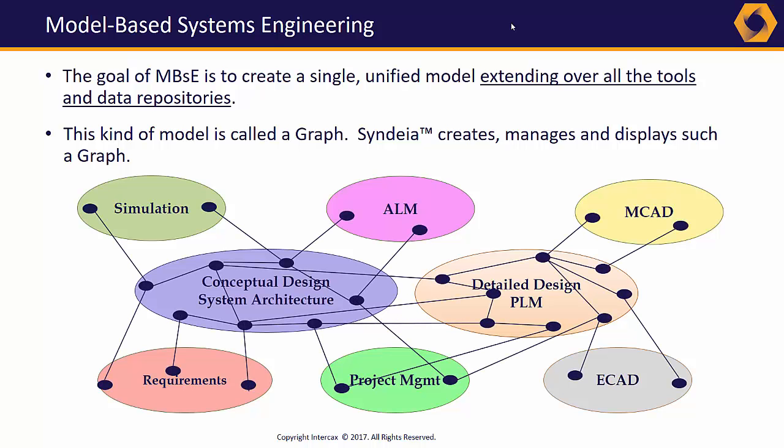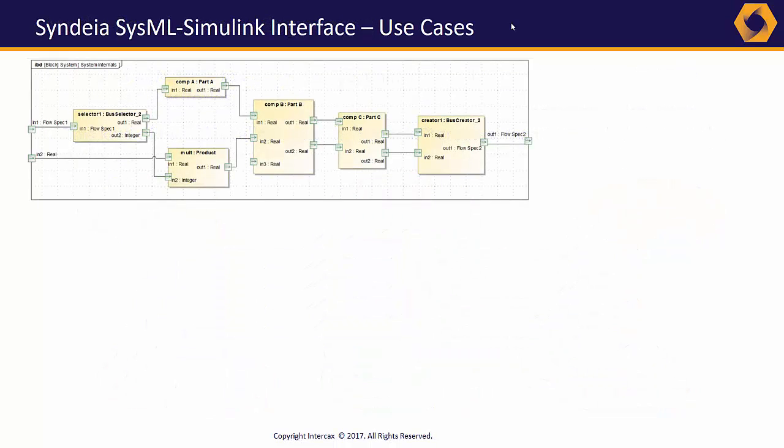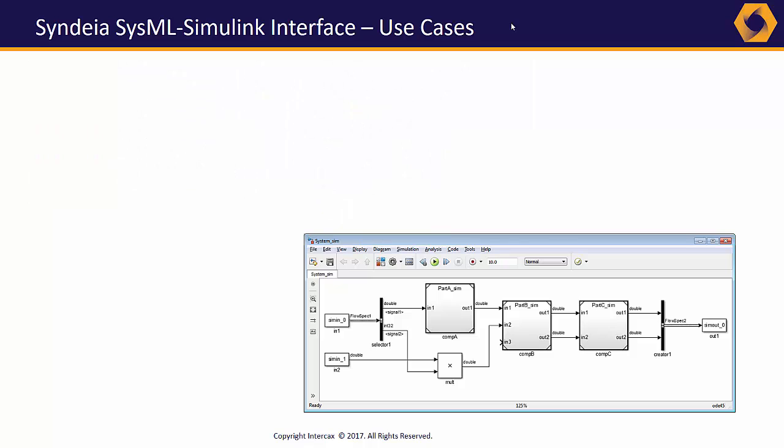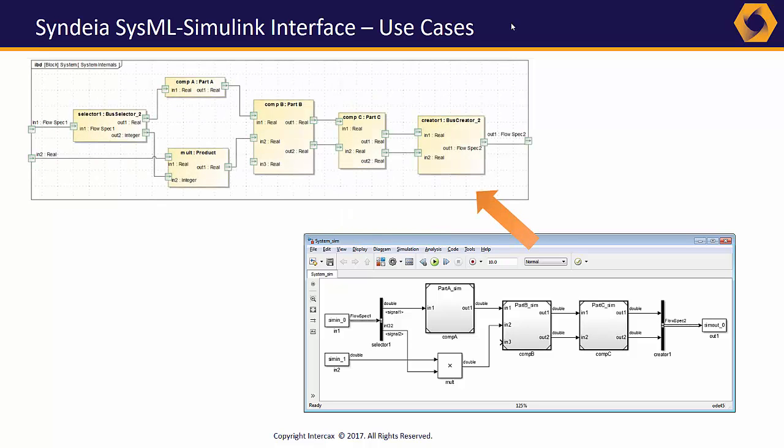Syndeia, from the Greek for bringing things together, has a SysML Simulink interface supporting multiple use cases. For organizations beginning their conceptual design in SysML, the connectivity shown in an internal block or activity diagram can be transformed into a Simulink block structure. If the modeling begins on the Simulink side, it can be transformed into a congruent SysML model.